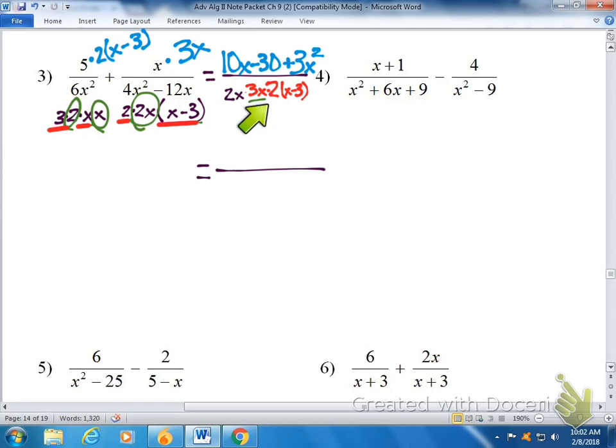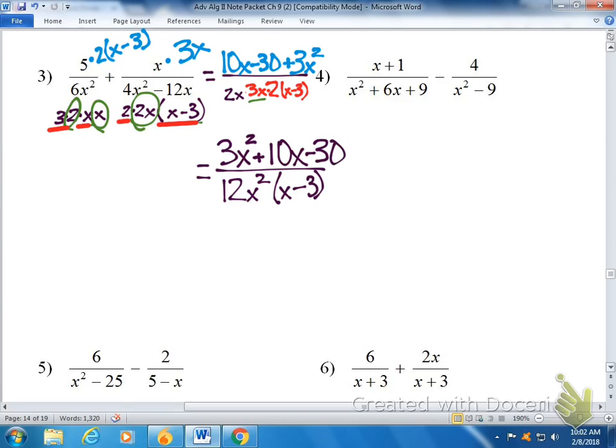So the monomial for the least common denominator is 2x times 3x times 2. So we've got 12x squared as the monomial part, and I'm just going to leave the binomial x minus 3. That way it cleans it up. Numerator, I'm going to write in descending order.